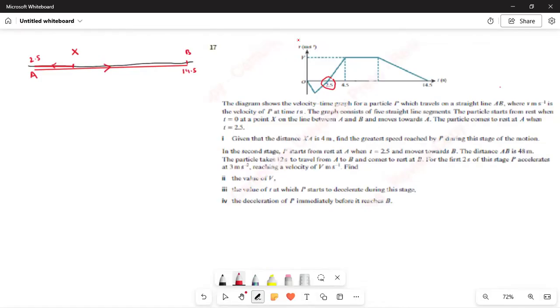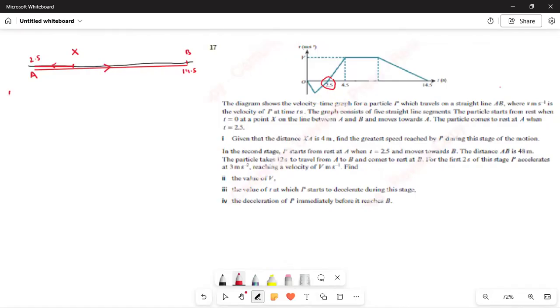The diagram shows the velocity time graph for a particle P which travels on a straight line AB, with v meters per second the velocity of P at time t seconds. The graph consists of 5 straight line segments: 1, 2, 3, 4, and 5. The particle starts from rest when t is 0 at point x on the line between A and B and moves towards A. The particle comes to rest at A when time is 2.5 seconds.